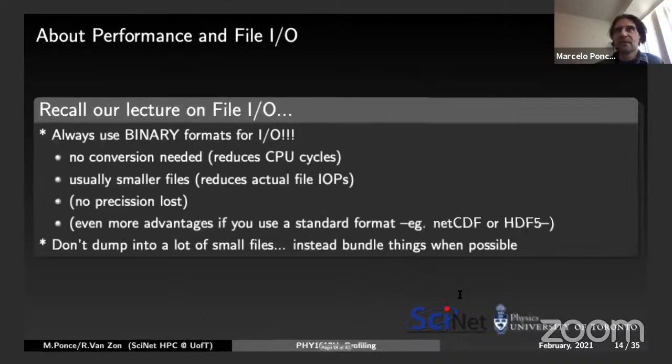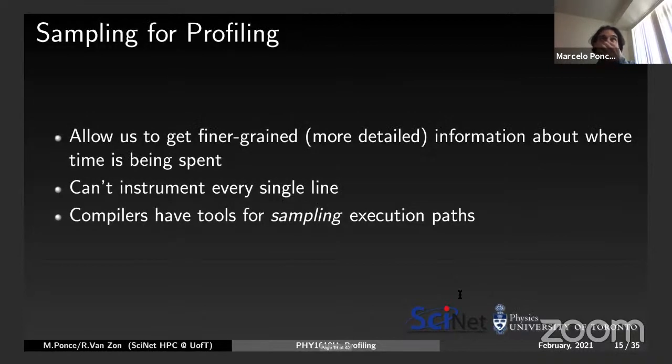It's no surprise, as I say, binary formats are way faster than saving data as plain text. There is no conversion either, usually related to smaller files, not necessarily related to performance, but still important. There is no precision loss. And even more advantageous is to use a standardized format like NetCDF or HDF5. So this is just a wrap up from our last week's lecture on file I/O.